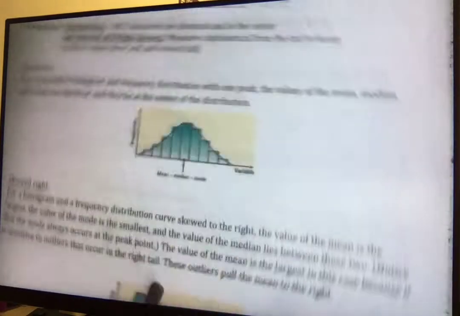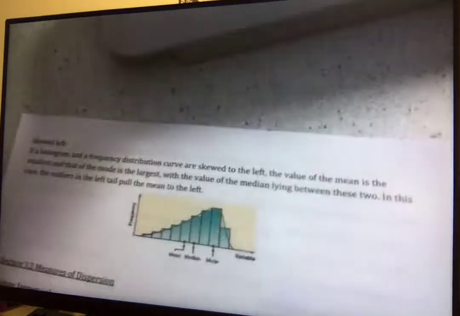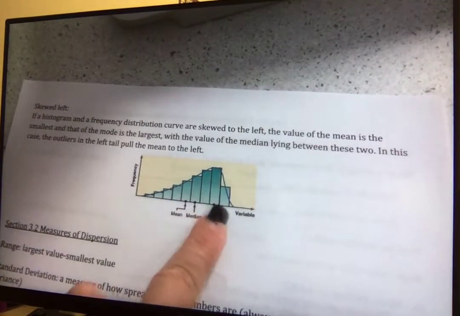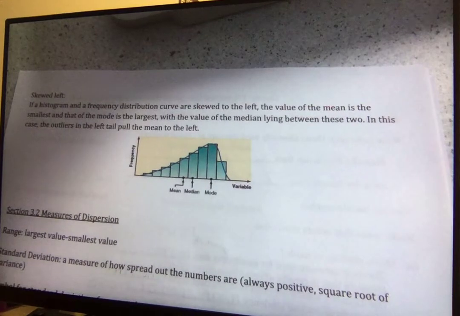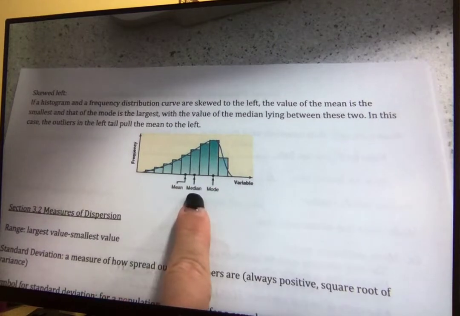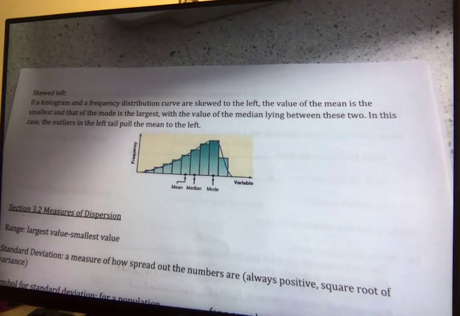So keep going, and we have our left skewed. Here's where we have the tail to the left and the peak is to the right. If a histogram and frequency distribution curve are skewed to the left, the value of the mean is the smallest. Then comes the median, and the mode, remember, is always at the peak with the largest. In this case, the outliers in the left tail pull the mean to the left. So that is how it's skewed. It's kind of just going through definitions, and then we'll get into the nitty-gritty problems.